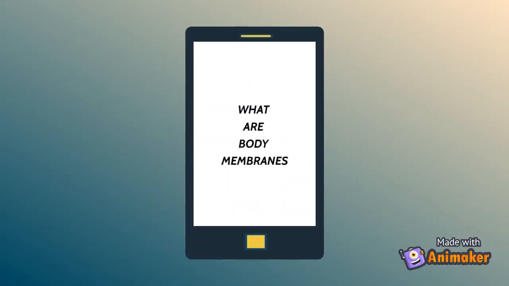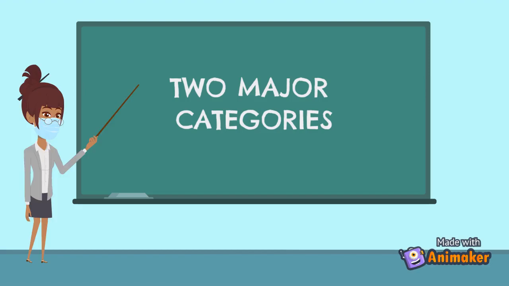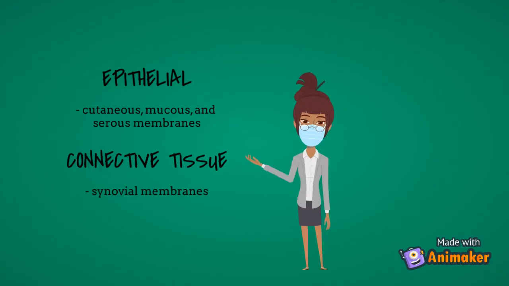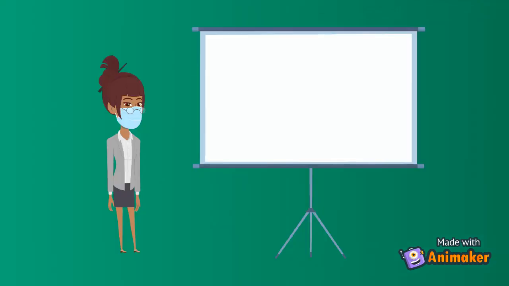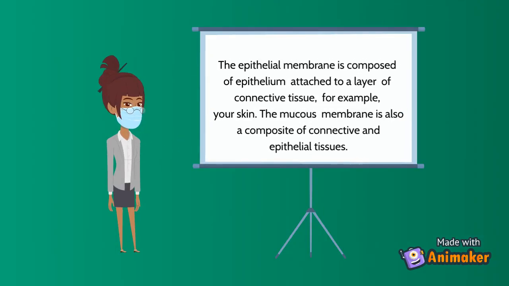Let's talk about the body membrane. What are the two major categories of body membranes? They are the epithelial, which include the cutaneous, mucous, and serous membranes, and connective tissue represented by synovial membranes. Epithelial membrane is composed of epithelium attached to a layer of connective tissue, for example, your skin. The mucous membrane is also a composite of connective and epithelial tissues.